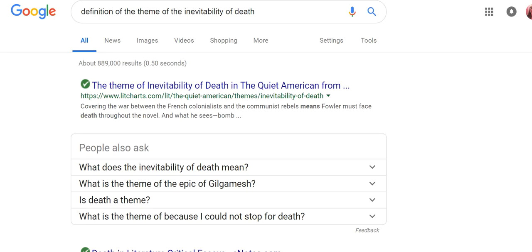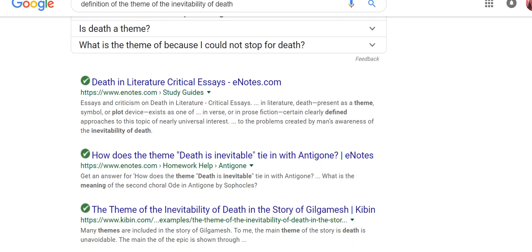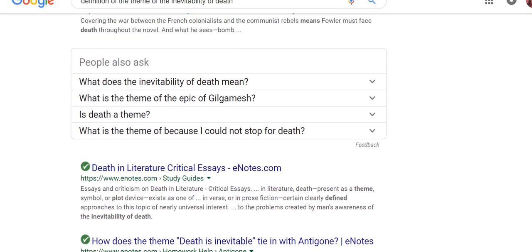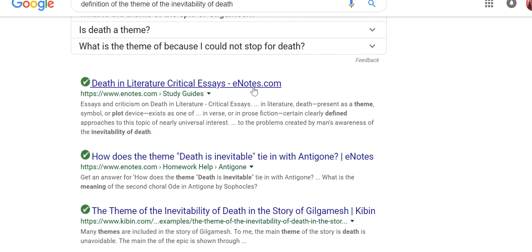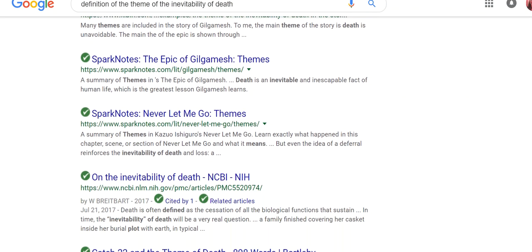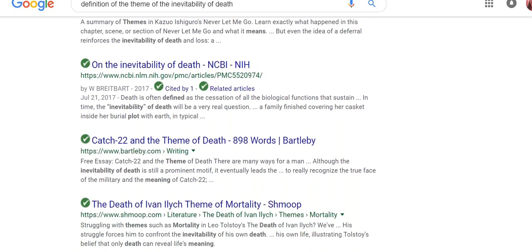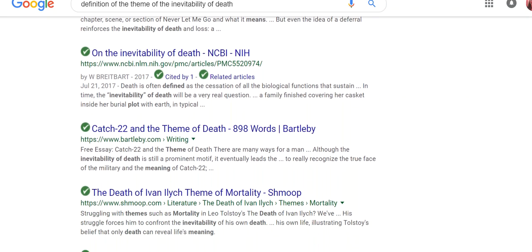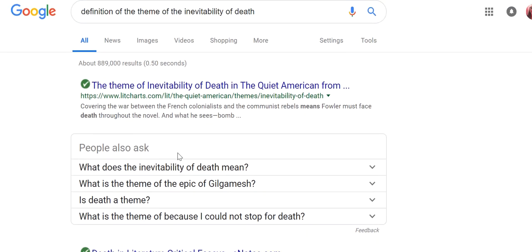So when I went back to Google, I typed in and asked Google to literally help me define the theme of the inevitability of death. And as you can see, look at all these things that come up. Now, eNotes is not a good site, so we're not going to go there. We're going to make sure that we go to a credible site. And some of this stuff doesn't really help me with that. So I'm going to find one of these definitions of the inevitability of death, and I'm going to be right back with that.